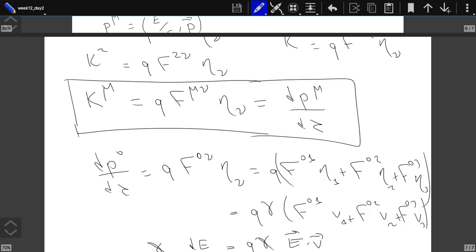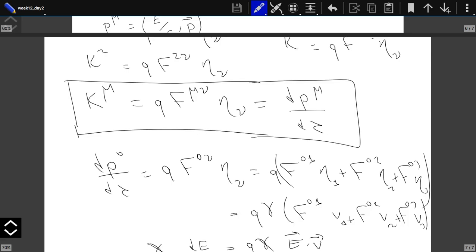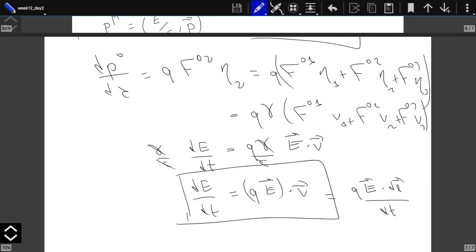We see that the magnetic field does not change the energy. No, we never said that. We only said the magnetic field does not do any work. The electric field does do work.